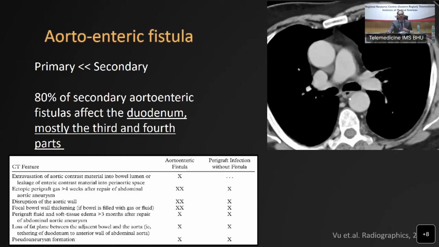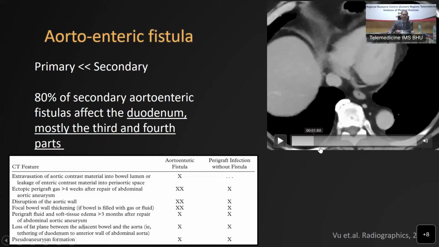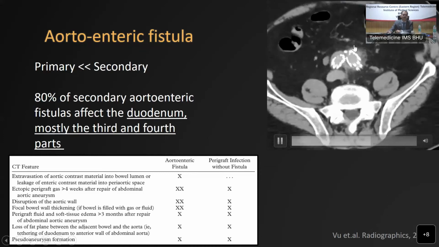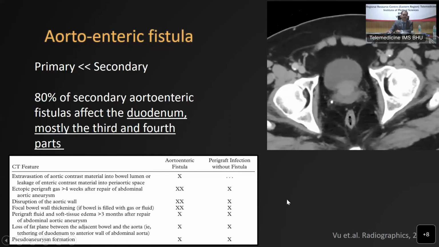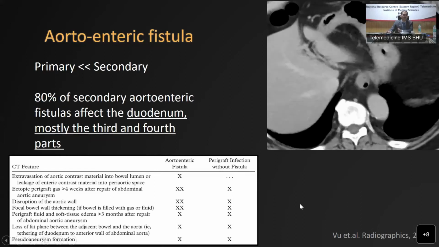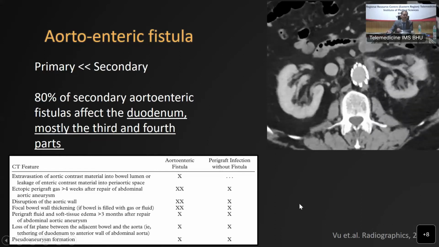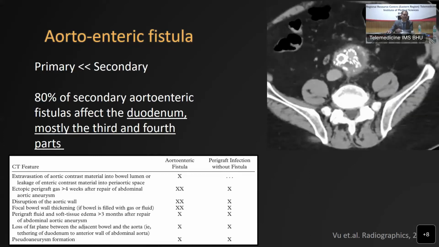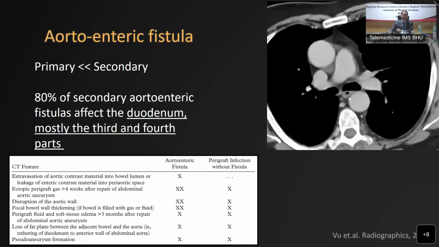Aortic enteric fistula can be primary or secondary. We look for adjacent bowel loops. We look for presence of direct communication. We look for presence of air in the excluded sac, and we look for direct extravasation of contrast in the bowel wall. And these patients will obviously be very, very sick. The fistula is most commonly located in the third and fourth portion of the duodenum.